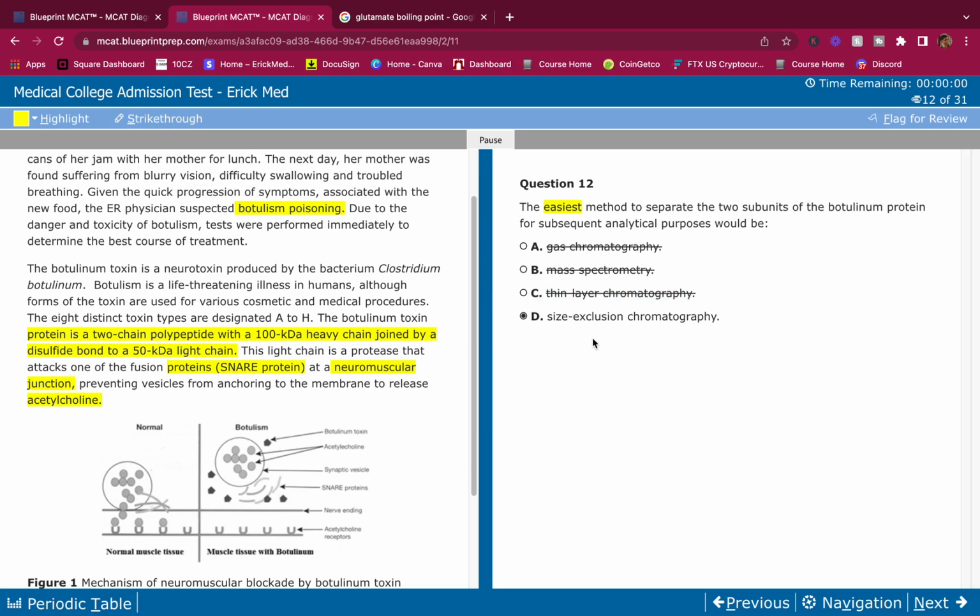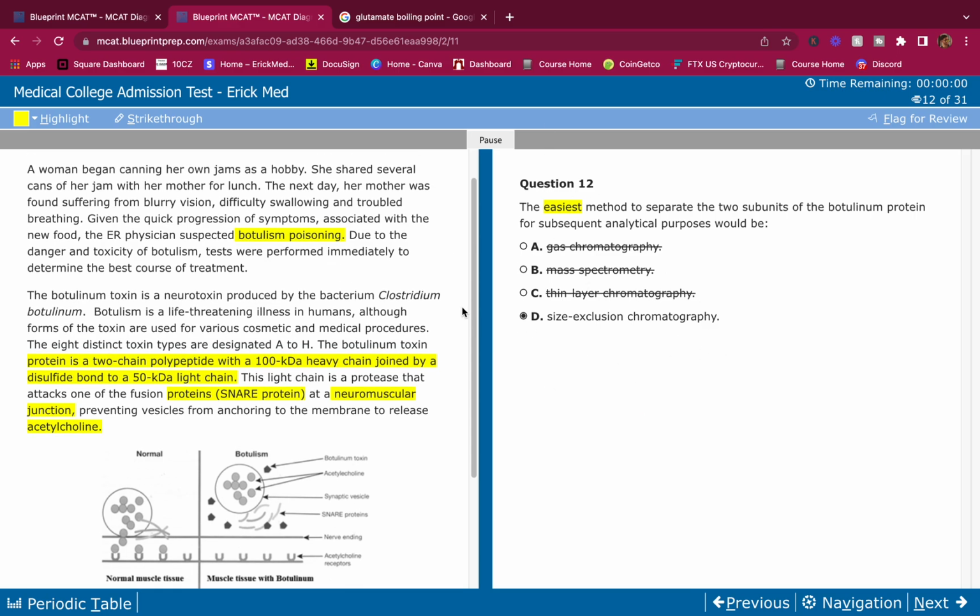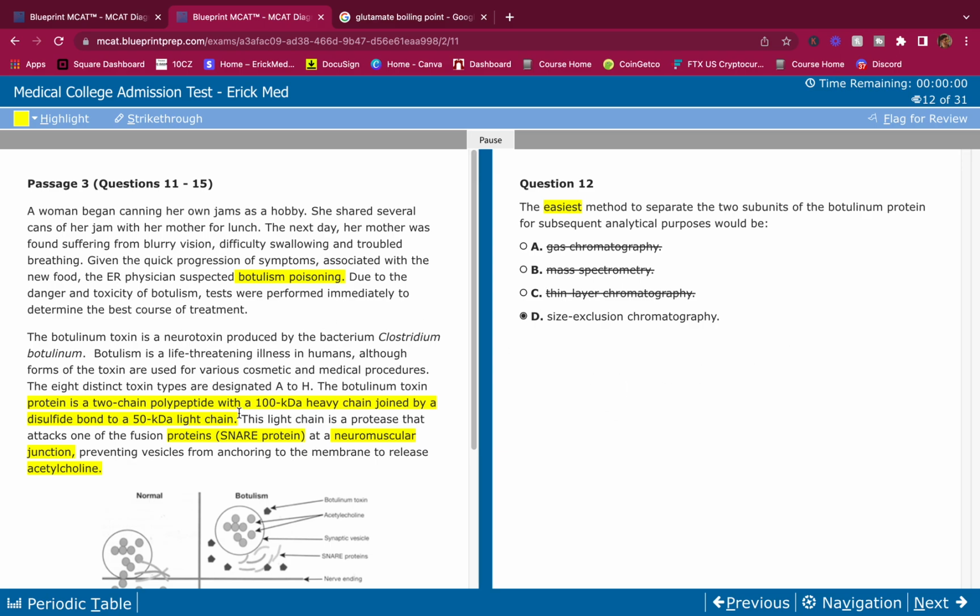So we're left with size exclusion chromatography, and you should know what that is. The big molecules go through the column first and the little ones stay on top. If we use size exclusion chromatography and broke up that disulfide bond, the 100 kilodalton heavy chain would elute first, followed by the 50 kilodalton light chain. So the answer is D here.